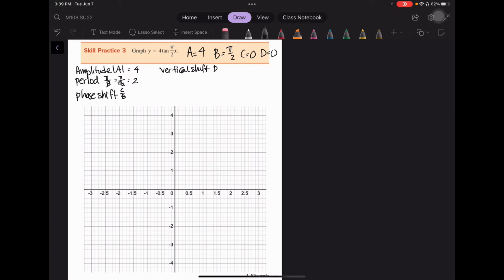Our phase shift is C over B, or 0 over pi over 2, which is 0, meaning I'm not shifting it left or right. And our vertical shift D is 0, which means I'm not shifting it up and down.